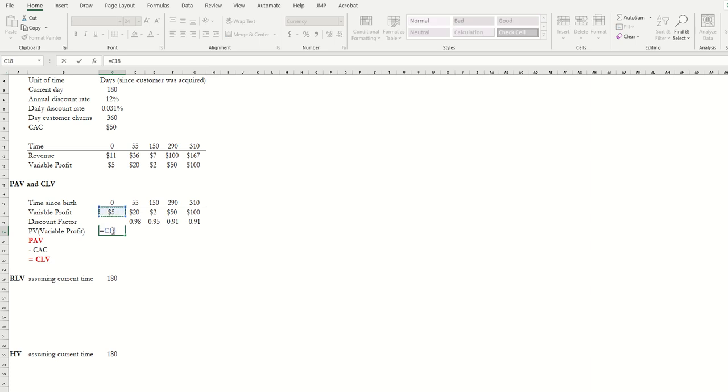The present value of the variable profit is just the variable profit times the discount factor. The PAV is the sum of these present values. We then subtract off CAC, and that gets us CLV. Yeah, just as simple as that.